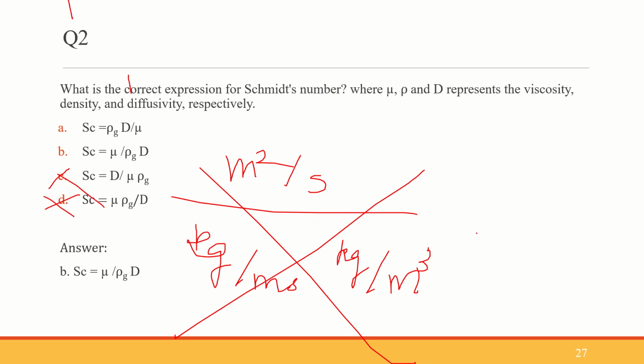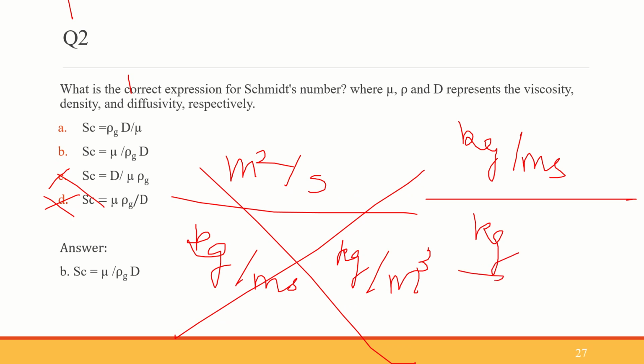the wrong ones. We only need to identify between option A and option B, because both of them would give kg per meter second divided by kg per meter cube into meter square per second. Both of them would be kg per meter second and will get cancelled. Since A is the reverse of B, we need to identify between one of them. But it would be easier for you to eliminate certain options from this. So that is the approach. So option B is the right answer.